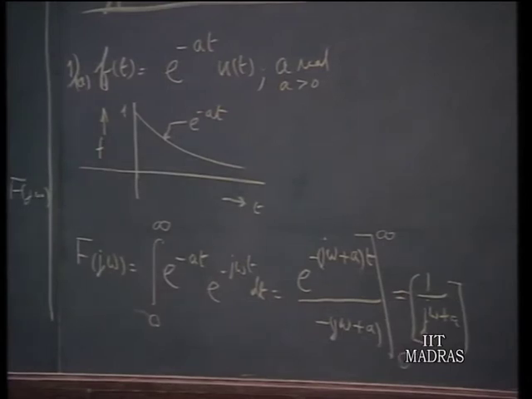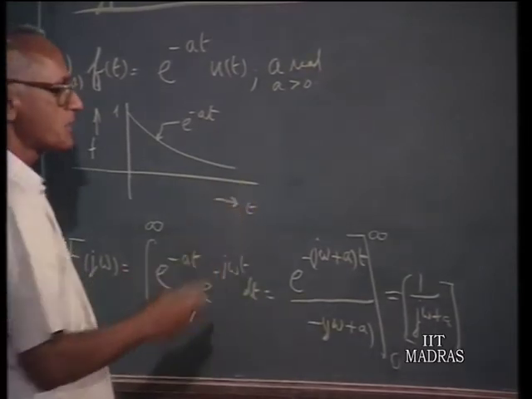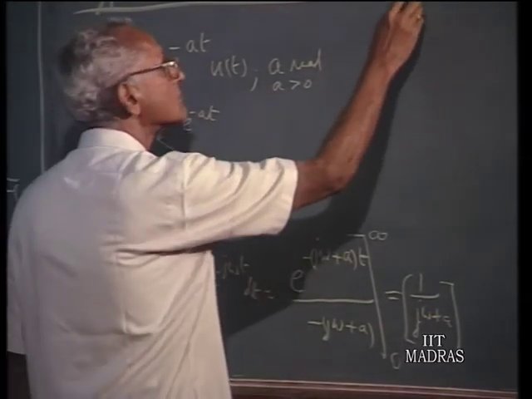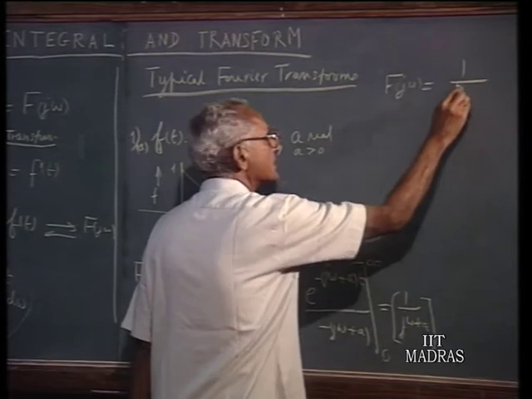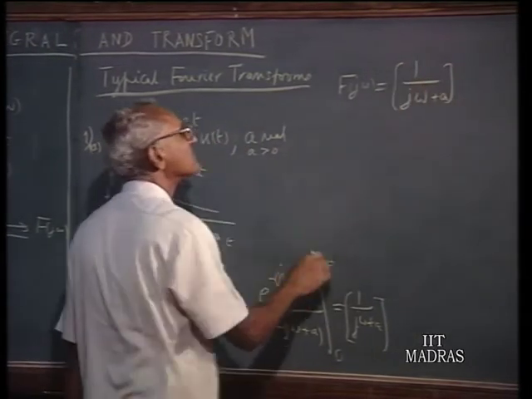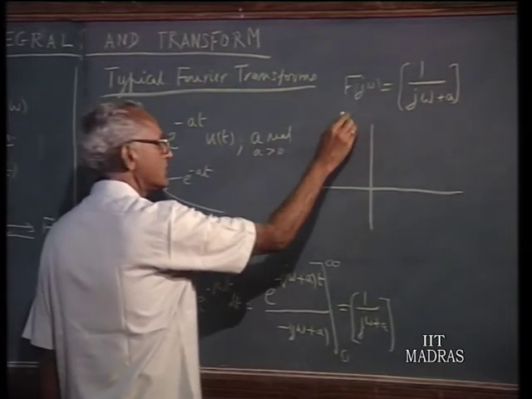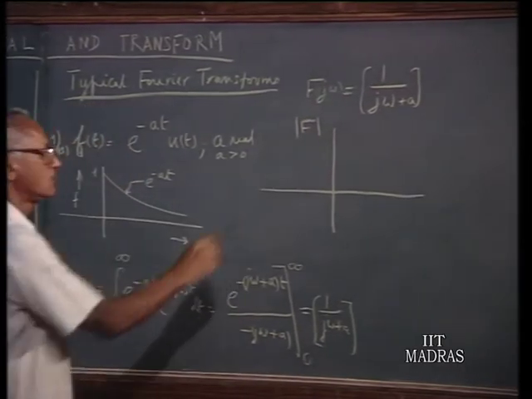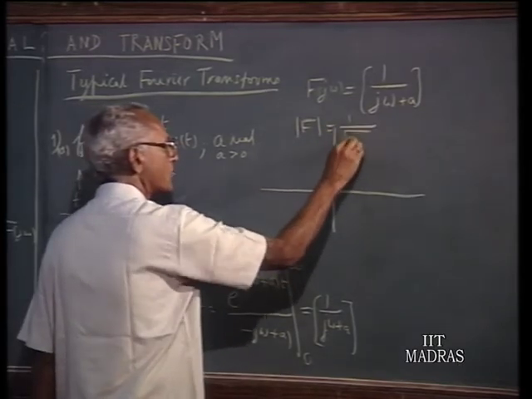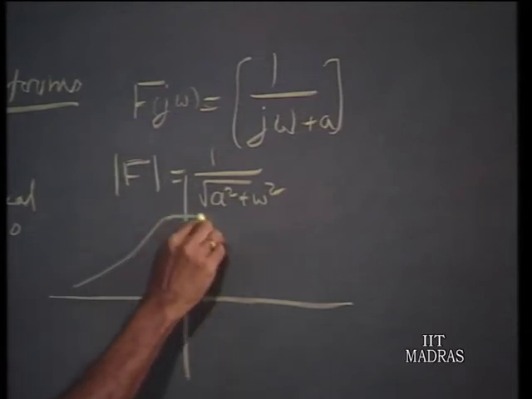So, e^(-at) u(t) has a Fourier transform which is 1 over (jω plus a). So, how does its spectrum look? F(jω) equals 1 over (jω plus a). So, the magnitude spectrum will be the magnitude of F, 1 over square root of a squared plus ω squared, right. Therefore, it will be something like this.